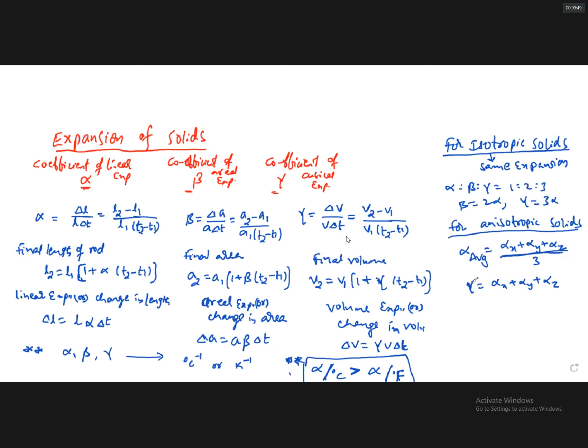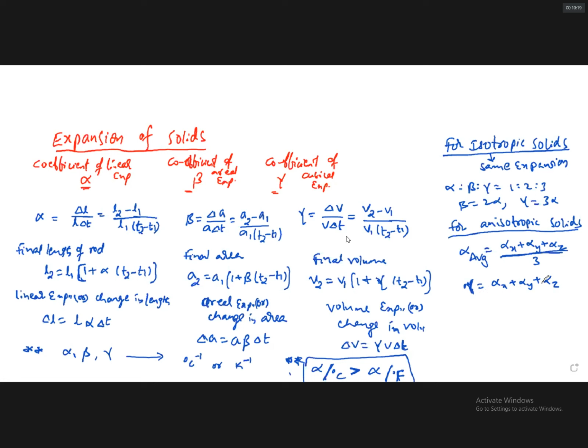Gamma can be defined, for anisotropic solids, as alpha x plus alpha y plus alpha z. In the numerical type question, they give alpha value in one direction and in the other two mutually perpendicular directions they give some other alpha value. Suppose we take alpha x as 2 into 10 power minus 6, and alpha y and alpha z are given as 3 into 10 power minus 6. Then they want us to calculate the gamma value.